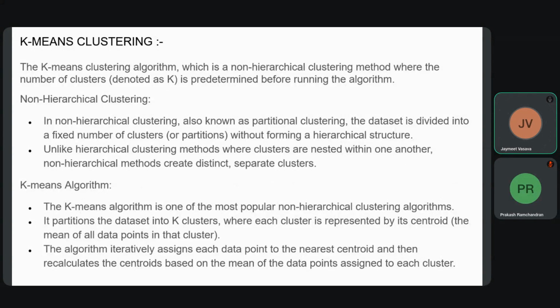In hierarchical clustering methods, clusters are nested within one another, whereas non-hierarchical methods create distinct separate clusters. About the k-means algorithm, it's one of the most popular non-hierarchical clustering algorithms. It partitions the data into k clusters, where each cluster is represented by its centroid, which is basically the mean of all the data points in that cluster. The algorithm iteratively assigns each data point to the nearest centroid and then recalculates the centroids based on the mean of the data assigned to each cluster.